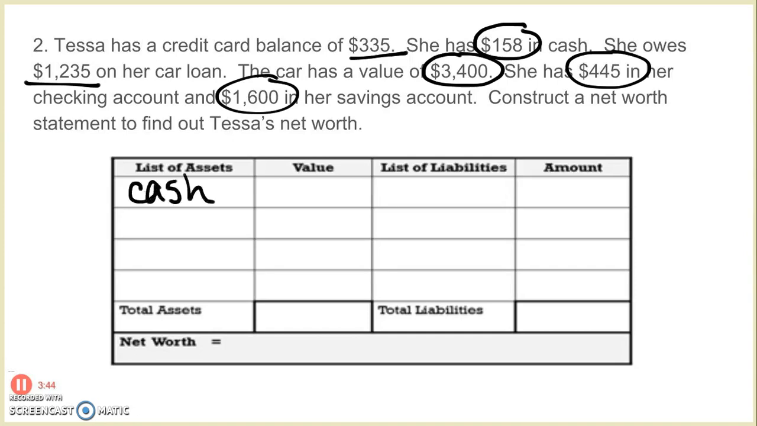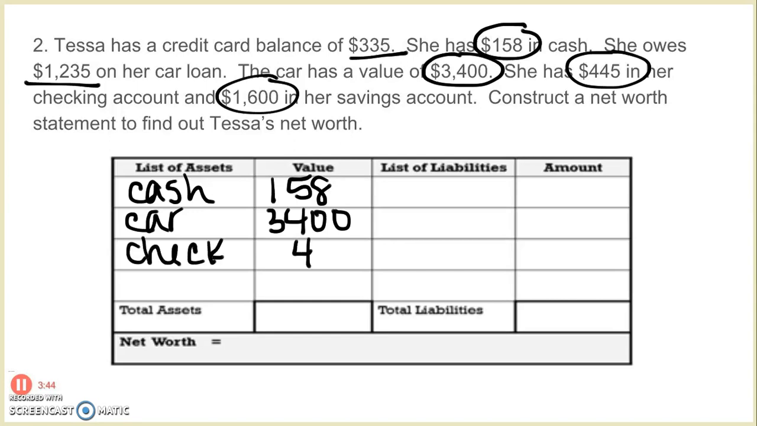Let's go ahead and list them out. So you have cash, our car, money in her checking, and money in her savings. Go ahead and add those up. So your total assets should come out to $5,603.